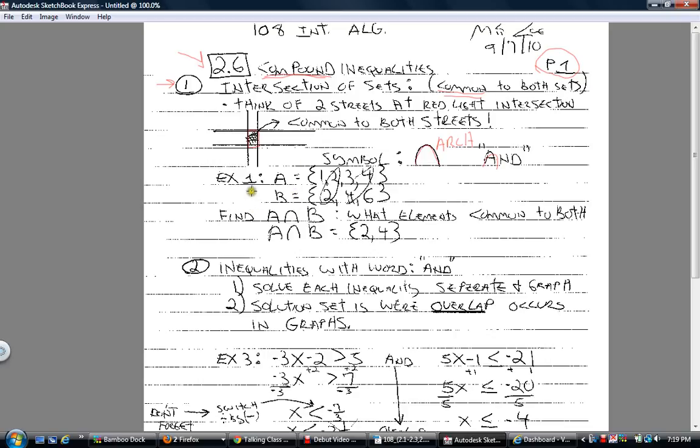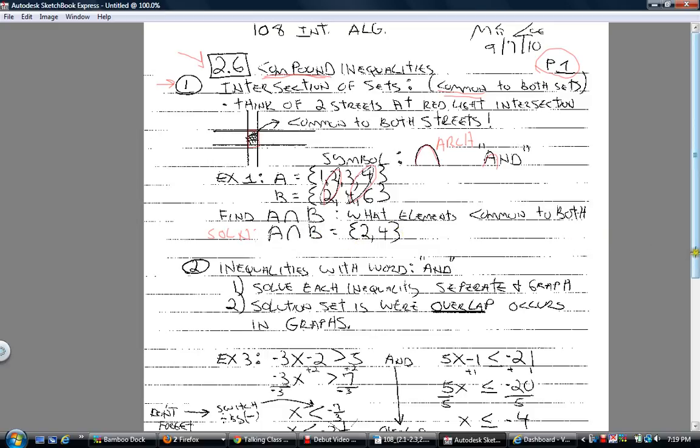Okay, so to get this concept going, if I had a set A with the following elements 1, 2, 3, 4, and set B had 2, 4, 6, and I asked you to find A intersect B, is how you would say that. You think of the arch, think of and, and think of what elements are common to both, and you can see I found 2 was in both of them and I found 4. So the solution to this problem, A intersect B, is 2 and 4.